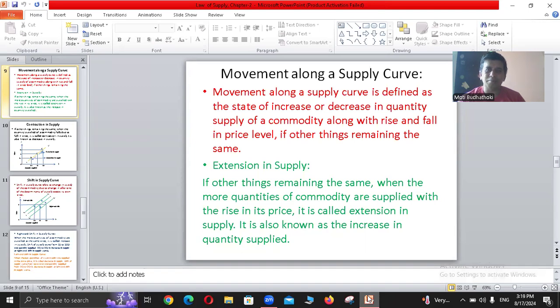Movement along a supply curve is defined as the state of increase or decrease in quantity supplied of a commodity along with the rise and fall in price level, if other things remain the same.